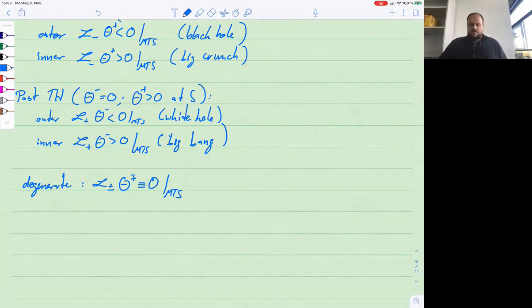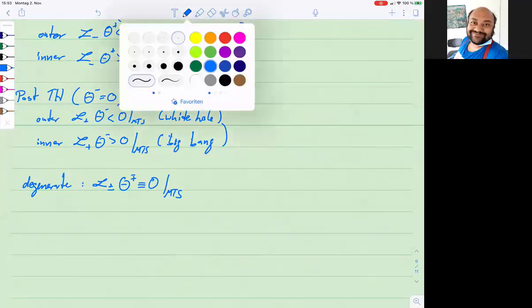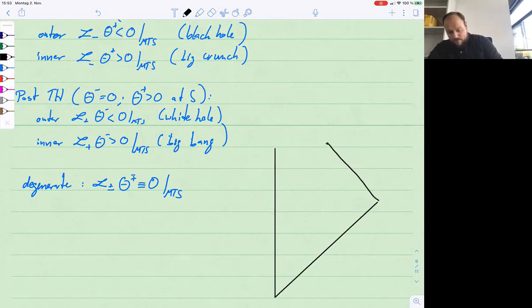So this now is the definition and classification of trapping horizons. With this, we can describe every horizon. And now let's look at black hole formation, just to understand what happens here. So we have here the diagram we have read already, here's a singularity. And now we have a bunch of matter. So this is a star which collapses.